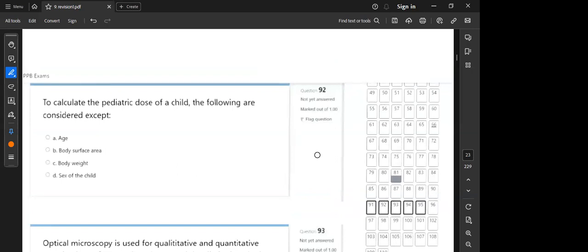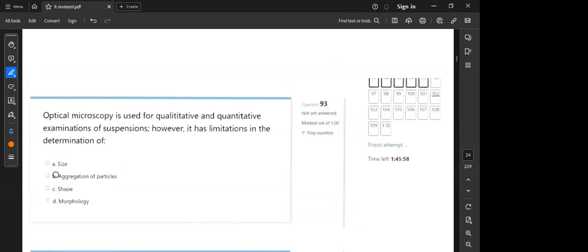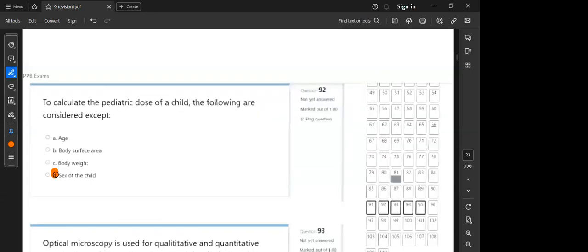To calculate the pediatric dose of a child, the following are considered except the age, the body surface area, the body weight, sex of the child. G was the sex of the child.